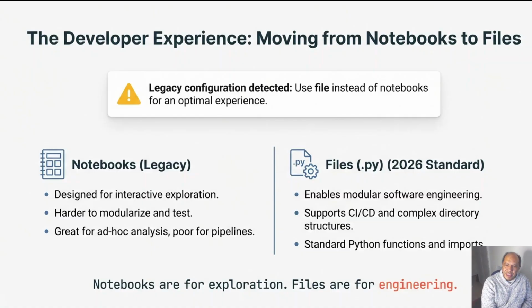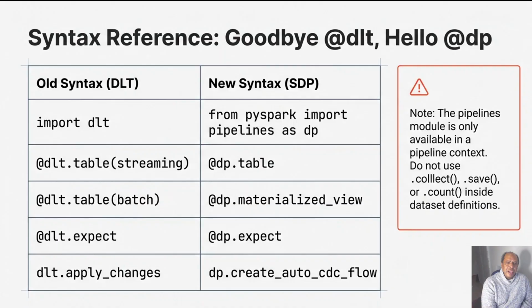So the key takeaway here is notebooks, best for exploration and prototyping. Files, best for production engineering. Enables proper software engineering practices, supports CI/CD, testing, and modularization. So the 2026 standard emphasizes engineering rigor. So that's what we meant by file.